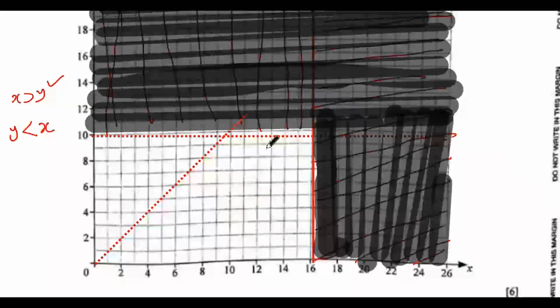Let's shade now. This is y equals x, but we need y less than x. So how do you get, is it this side or this side? It's very simple.